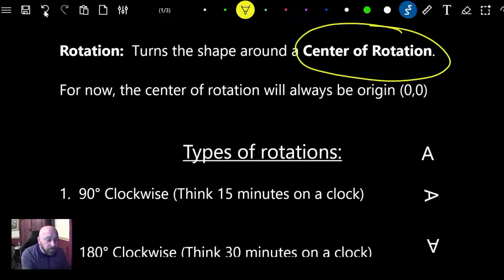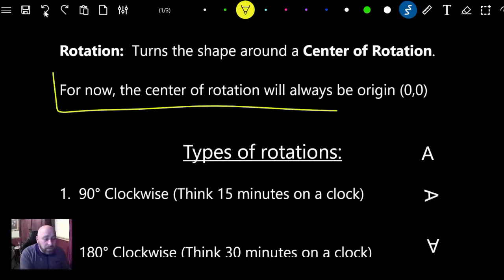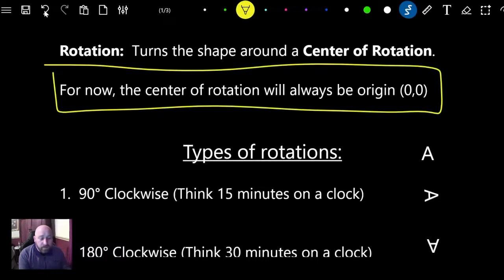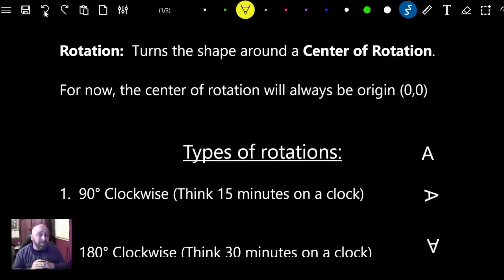But for this book, for this unit, for this class, we will only use the origin, 0, 0, as the center of rotation. We're just going to use 0, 0. It'll be easier that way. When you get into maybe some of your more advanced classes, your geometry classes, things like that, they may do different things with rotations to show them to you. But for this class, we're just going to rotate around 0, 0. It's going to be hopefully easy for you to understand how to make that happen.